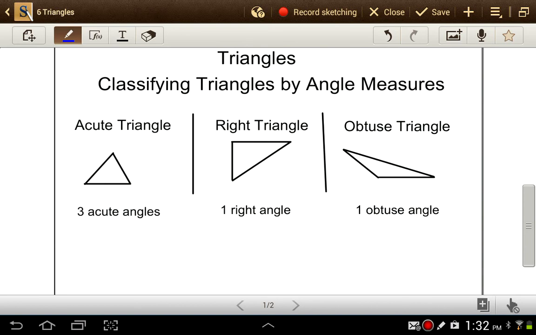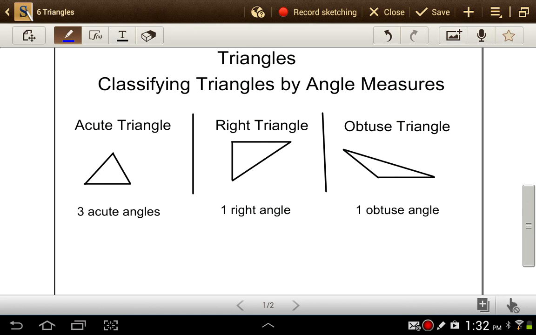Next, we are going to talk about classifying triangles. There are two ways you can classify a triangle. You can classify a triangle by its angle measures, and you can classify a triangle by its side length. So the first thing I'm going to talk about is by its angle measures. There are three ways that you can classify a triangle by its angle measures.